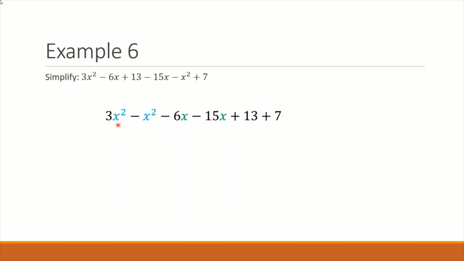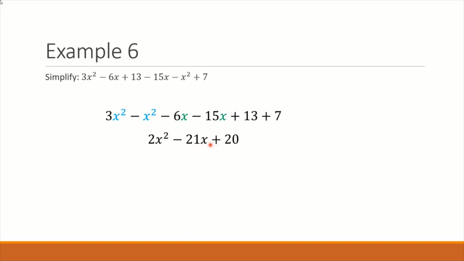And then you would add those together. So 3x squared minus x squared is 2x squared. Reason for that, you can assume that there's a 1 in front of this. And then negative 6x minus 15x is minus 21x. 13 plus 7 is 20. So 2x squared minus 21x plus 20.